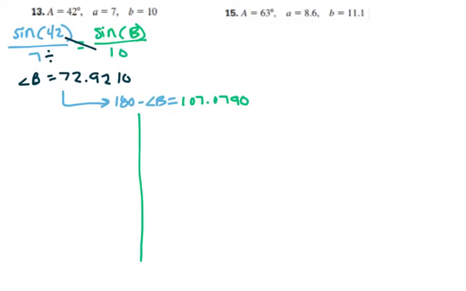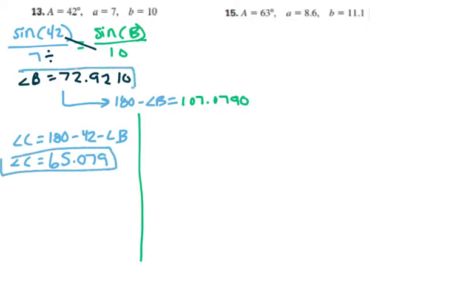So in this next one here, we don't have a side C, so we are going to have to use law of cosines. So law of cosines with, oh, we can find angle C, never mind. Angle C is going to be 180 minus our angle A, which was 42, minus angle B. So angle C is going to be 180 minus 42 minus 72.9210. Alright, so angle C is 65.079.